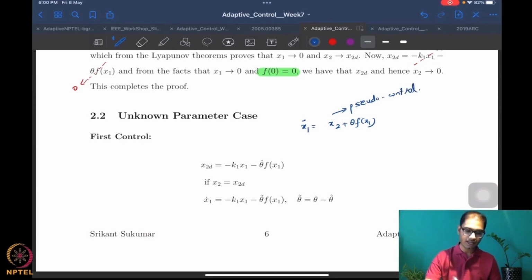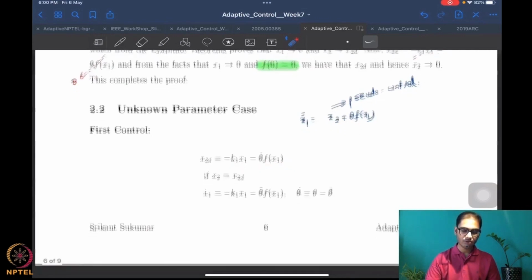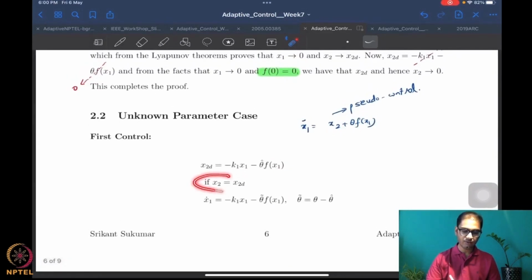Okay, so x2 desired is with a theta hat, which is basically an estimate of theta, with f(x1), and then of course you have the nice negative term. So when x2 is in fact x2 desired, you will get x1 dot is minus k1 x1, but now with an additional theta tilde term, right? So this is unusual. You already start getting a theta tilde here in the first piece itself. Okay, this is where things start getting complicated.